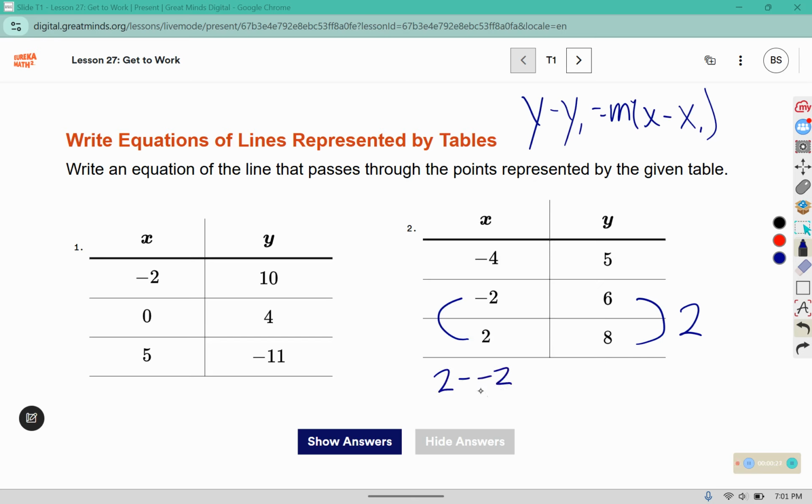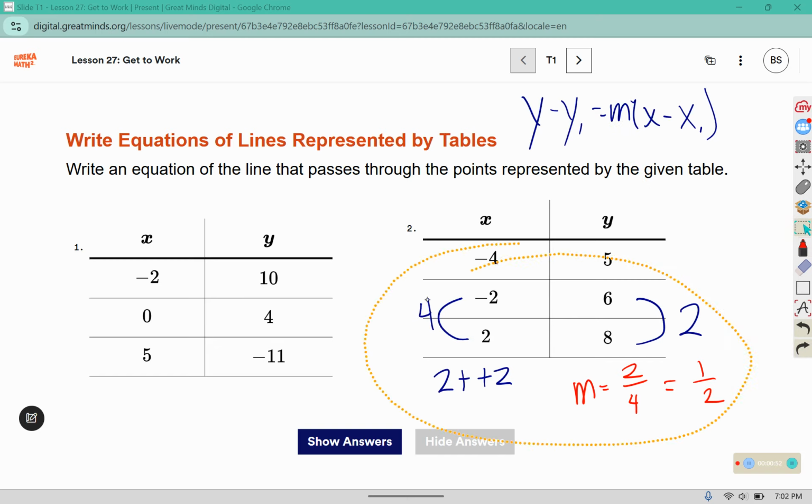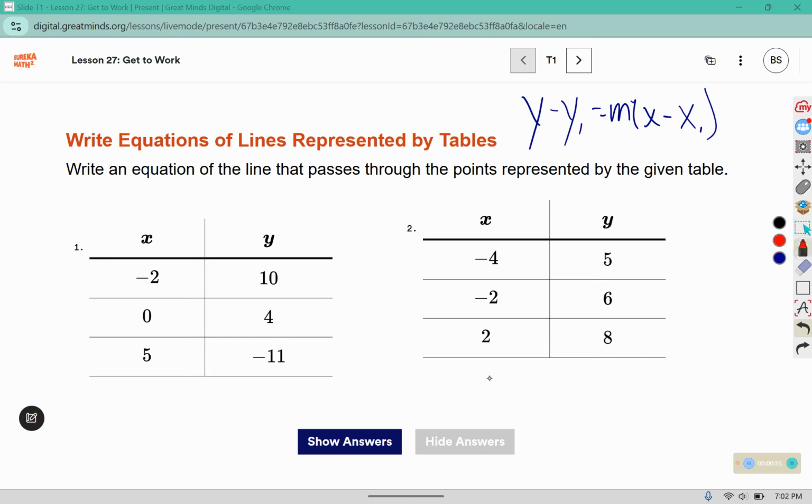If you take 2 and you subtract -2, remember that changes it to adding the opposite, which would be 4. It's the change in y divided by the change in x. So our slope is 2/4 or 1/2, and that goes in the M position of the point-slope form. So we have y minus, and then we're going to pick a y value. Our slope is 1/2, and then subtract the x value that goes with it.